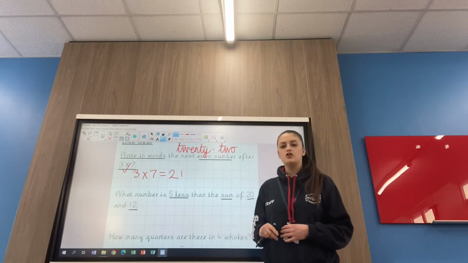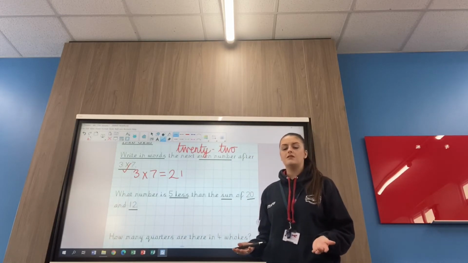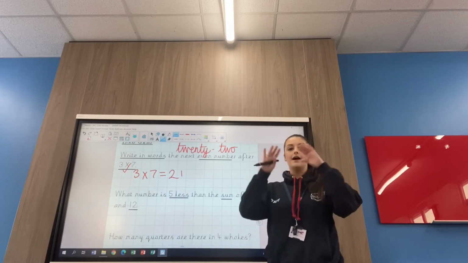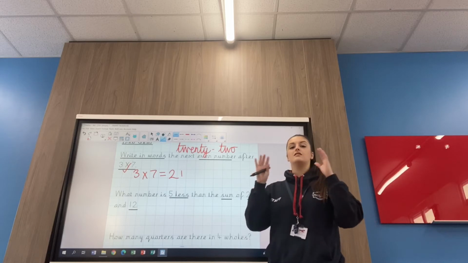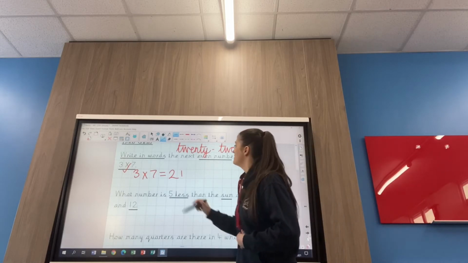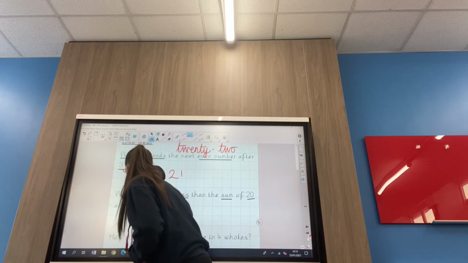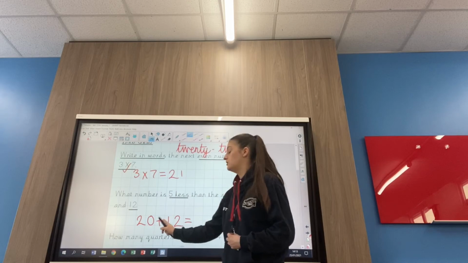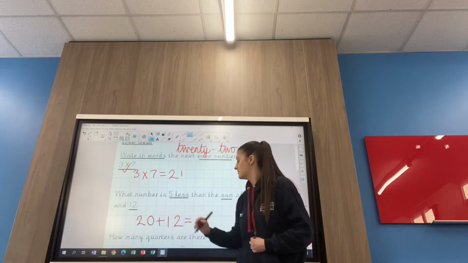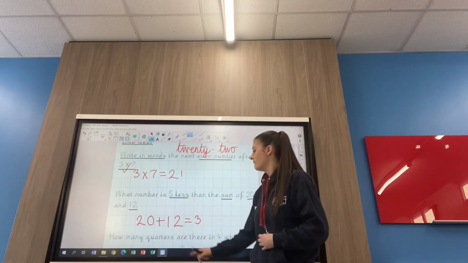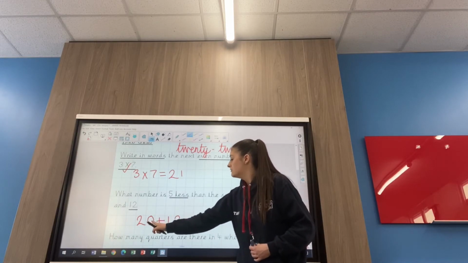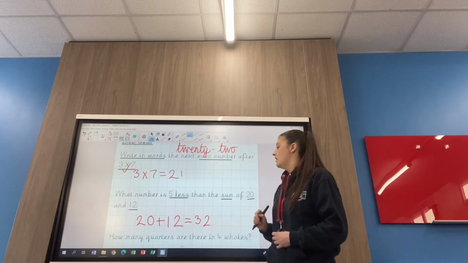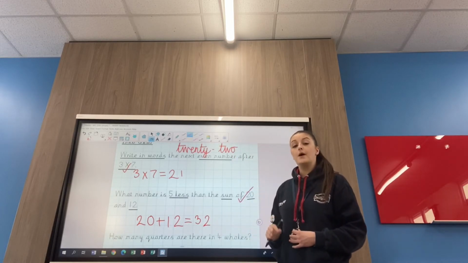So if I'm finding the sum of 20 and 12, what am I going to do with those 2 numbers? Am I going to add them or subtract them? Oh, if you said add, well done, because we're finding the sum, finding them all together, the total of them. So the first thing I'm going to do is 20 add 12 to find the sum of those 2 numbers. I can use my place value. 2 tens add 1 ten is 3 tens. And then I've got no ones add 2 ones is 2 ones. So I've done that part. I've found the sum of 20 and 12.